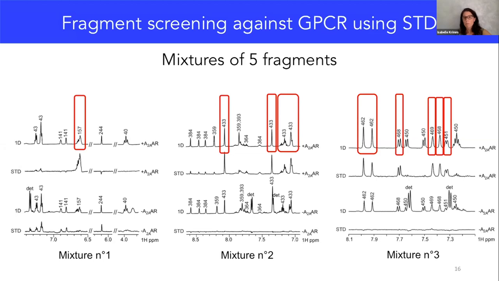And what is very important is that because we are in detergent, we use the receptor in micelles, so you have to be very careful and record the same experiment in the absence of the receptor, because you can observe binding of your fragments to the lipids. So it's important to check that you have a specific binding to your receptor. And so we were able to look at hits and identify fragments from mixtures of five fragments.